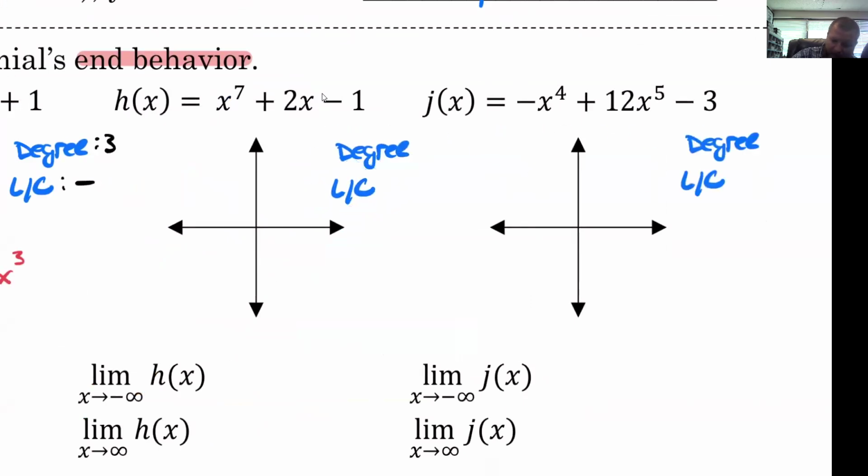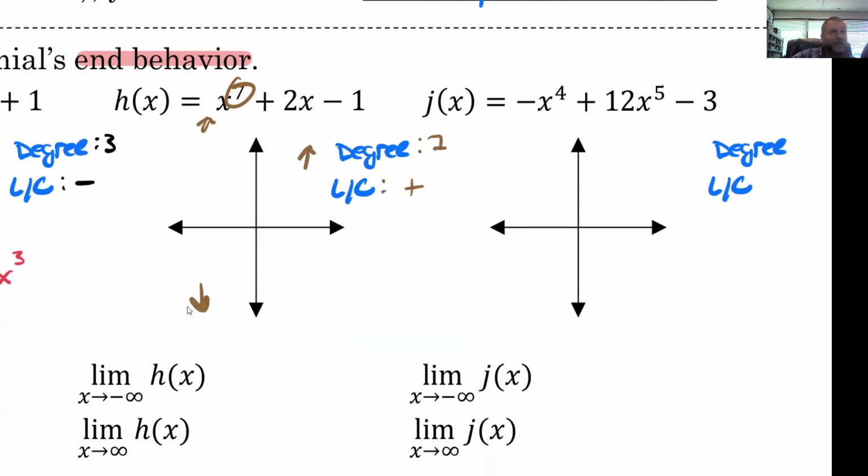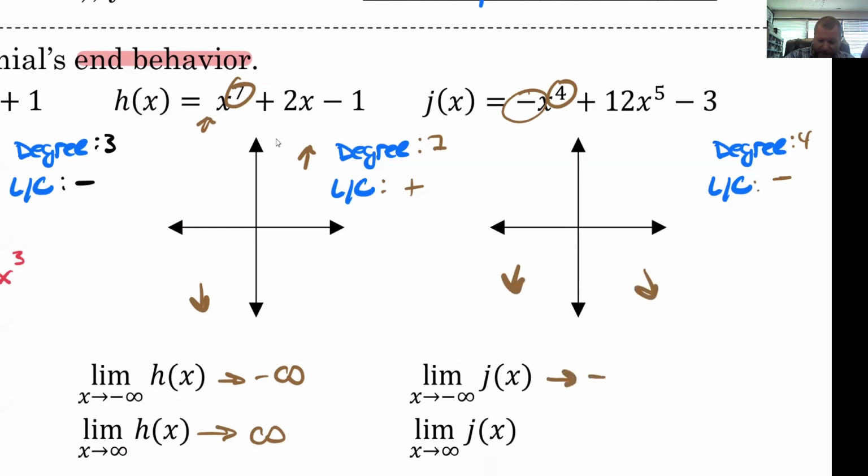If I look at this one, it's a seventh power, so it's odd. Our leading coefficient is positive, because there's nothing there. So just like any odd function, it's going to go from negative infinity to positive infinity. Next, I have x to the fourth power, so I'm a fourth degree function. My leading coefficient is negative, so it would flip. Normally we go infinity, infinity, so we flip and it looks something like this. We approach negative infinity and also negative infinity.